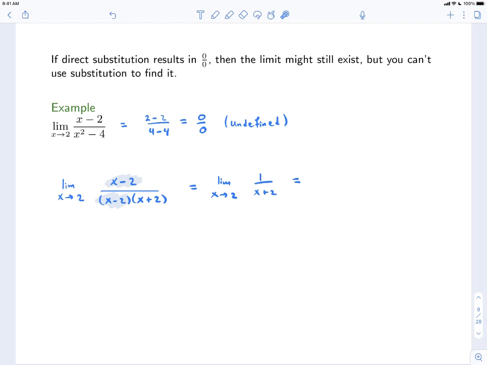And now you have a rational function where 2 is in the domain. See, originally x equals 2 was not in the domain of our function because we had 0 over 0. But now, after reducing the fraction, we have a new rational function, 1 over x plus 2, and x equals 2 is in the domain of that. So now we can just use the substitution rule. So it's 1 over 2 plus 2, which is 1/4. That's supposed to be a plus sign. There we go. So you can see that if you have a 0 over 0, then the limit might still exist, but you have to do a little bit of extra work to find it.